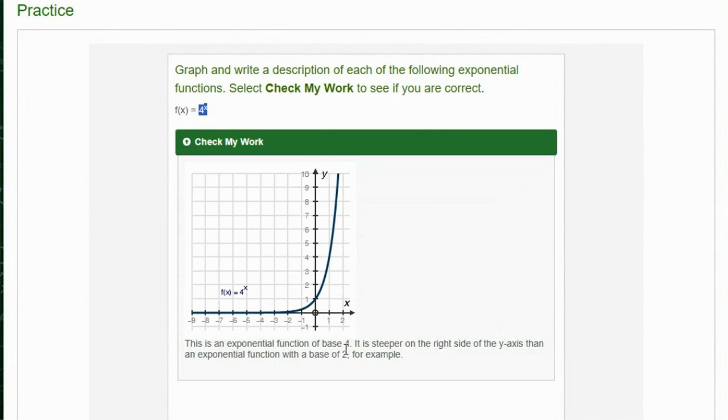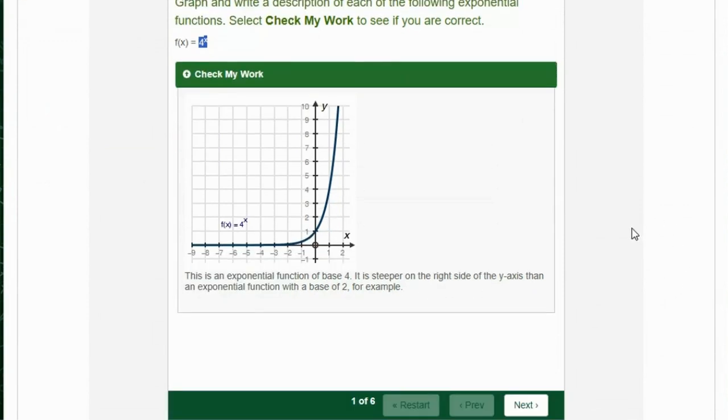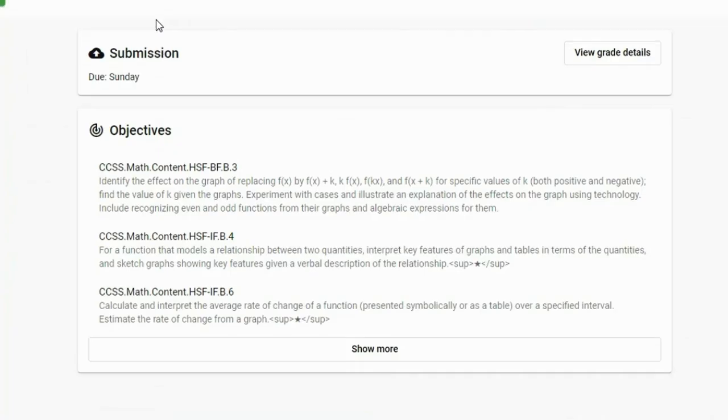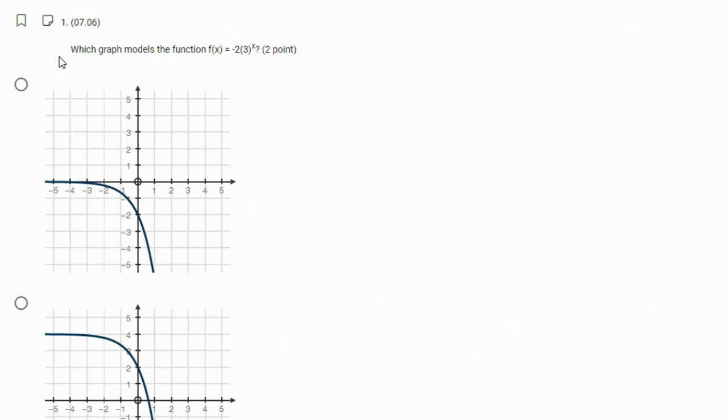This is the exponential function base 4. It's steeper on the right side of the y-axis than the exponential function base 2, for example. Oh, well, we had a lot more detail than they had, so we did okay. But they have 6 problems for you here of different ones to describe and see if you can give all of that. Let's look at our assignment. We only have 1 lesson this week and next week.